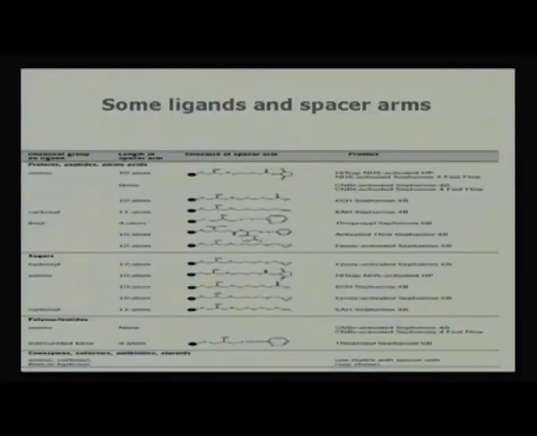The main objective is that the spacer arm should not be too long, which may contribute some hydrophobicity to that particular medium. So, this spacer arm has a definite length, and these are some examples of the spacer arm which is attached to the ligand molecule.